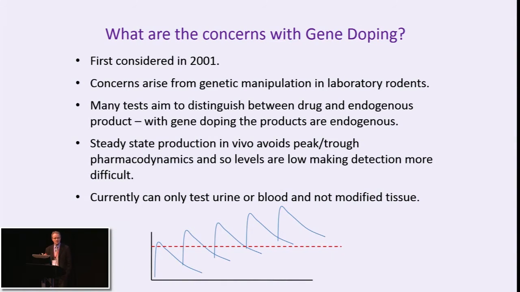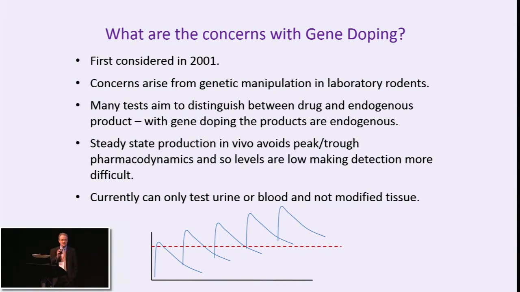So what are the concerns with gene doping? WADA has had gene doping on its prohibited list since 2001, and it arises from the concerns that people would be able to gene dope based on the results of studies in laboratory rodents. An awful lot of those studies are in transgenic rodents, i.e. they're a germline manipulation that is passed on from generation to generation, and so the animals grow up with that genetic modification. And that's very different from what you might predict to happen if you were to treat a juvenile or an adult in terms of gene doping.